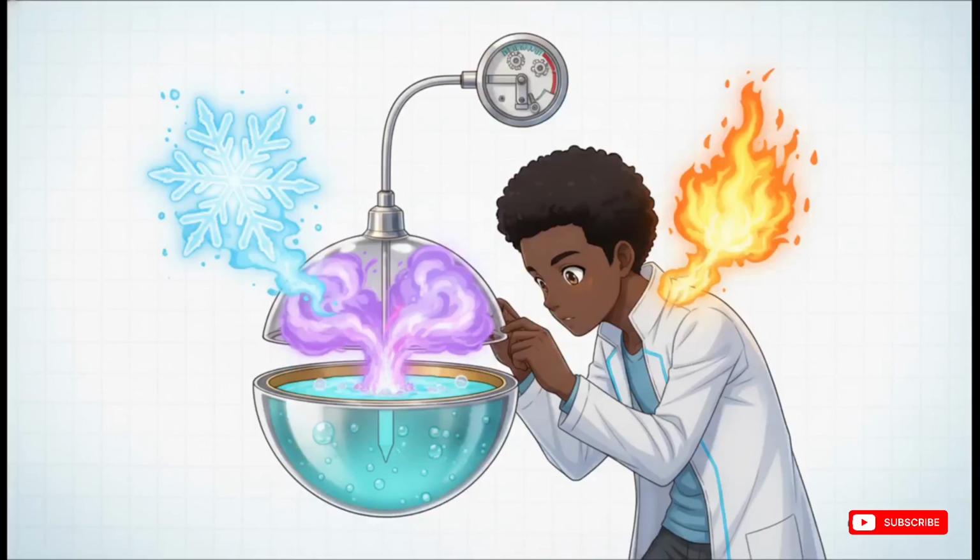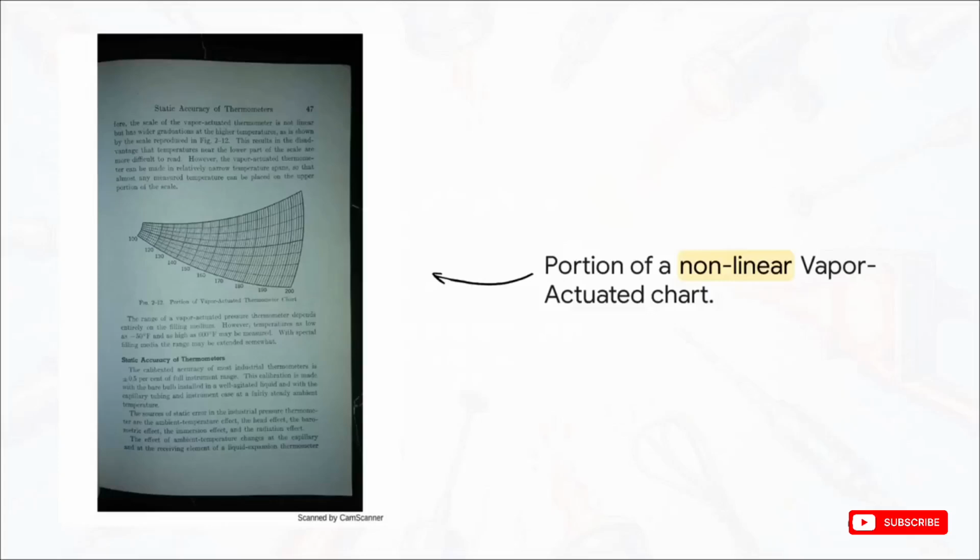The main trade-off, though? Vapor systems generally produce smaller mechanical forces to move the pen than a solid liquid expansion system does. But vapor pressure has a very distinct quirk. Look at the totally nonlinear chart it produces. The pressure doesn't just increase steadily, it ramps up way faster at higher temperatures.